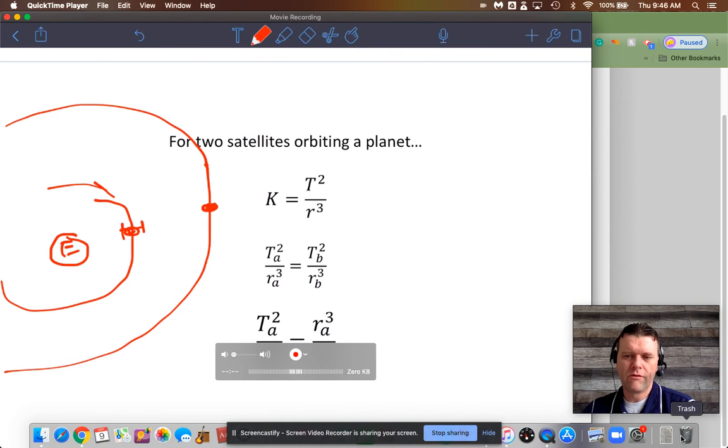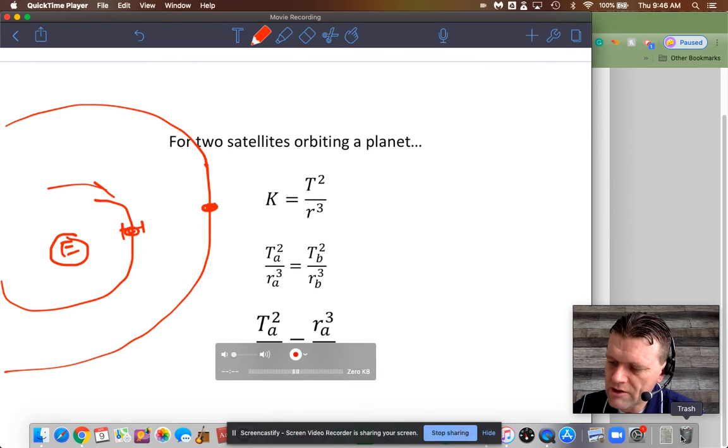Now, as we know from Kepler's constant, both the International Space Station and this satellite will have the same Kepler's constant. They are both orbiting Earth. So if we do their T squared over R cubed for both of them, it'll be the same number. Now, that has a lot of power, though, because if you know at least three of the four variables, you can find the fourth one really easily.